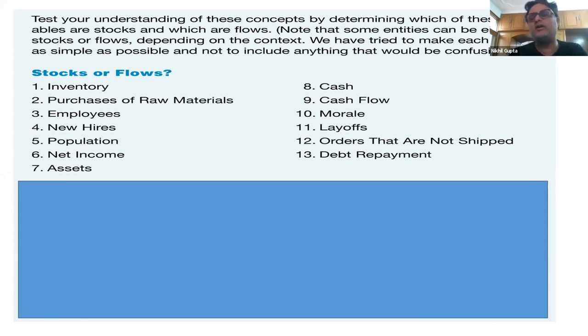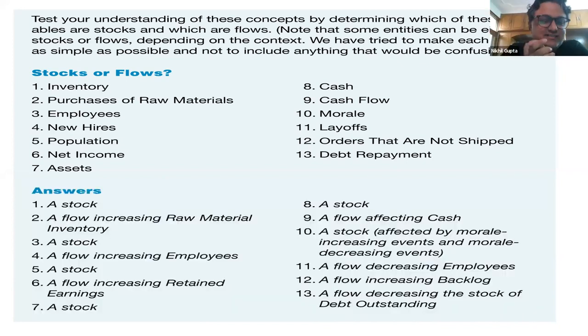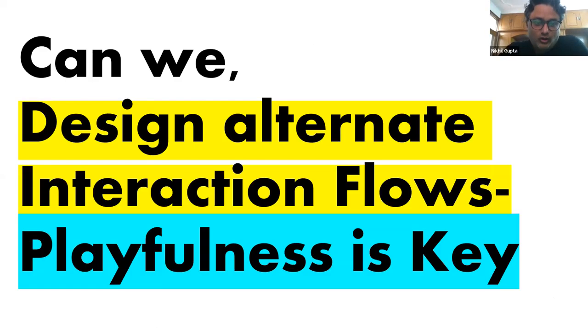So that's the thing. Are employees a stock or a flow? Stock. New hires? Flow. So you got it, right? Similarly, morale is a stock. Layoffs is a flow, and this is where the butterfly effect comes. If one thread is pulled, the whole system goes into butterfly effect chaos, right?